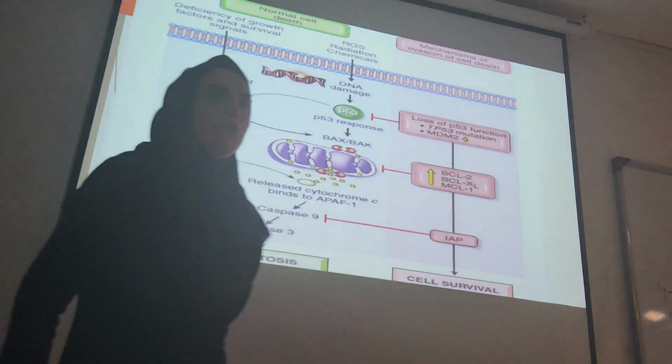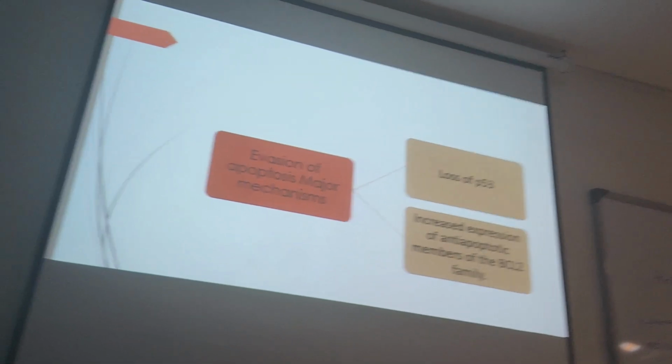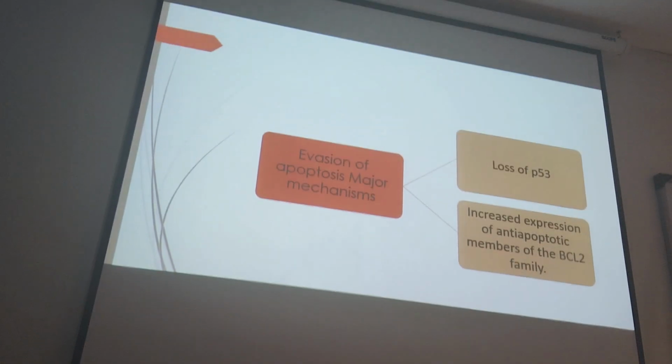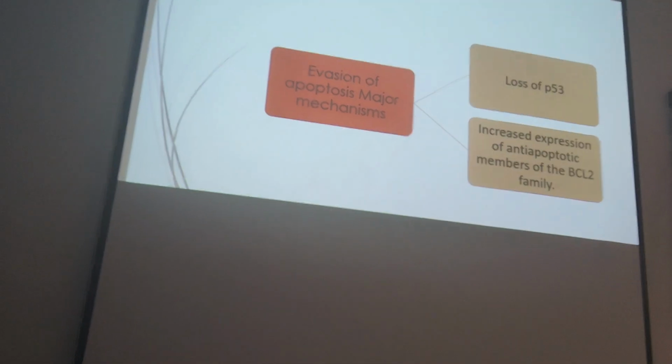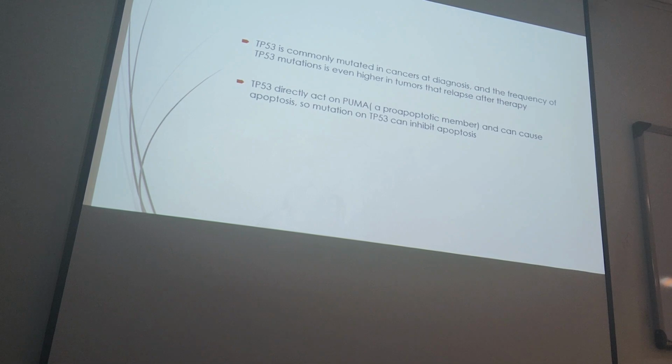Okay. Who wants to come here? Apoptosis has two major mechanisms. One of them is loss of p53, and the other one is increased expression of anti-apoptotic members of the BCL2 family. About p53, you know that p53 mutation is very important, and we find it in many tumors. And now we have some ways of finding this mutation by molecular study, PCR study, and also sometimes by immunohistochemistry.